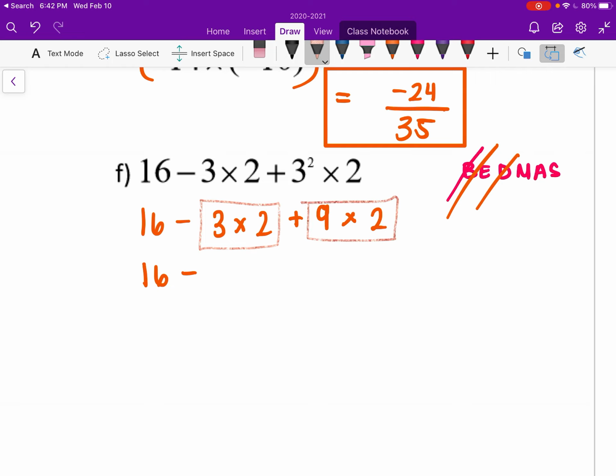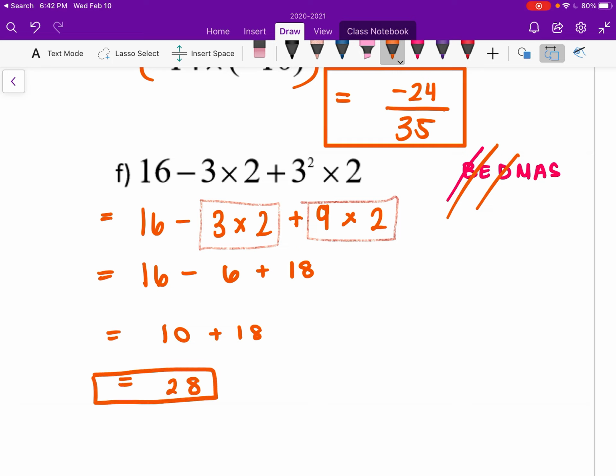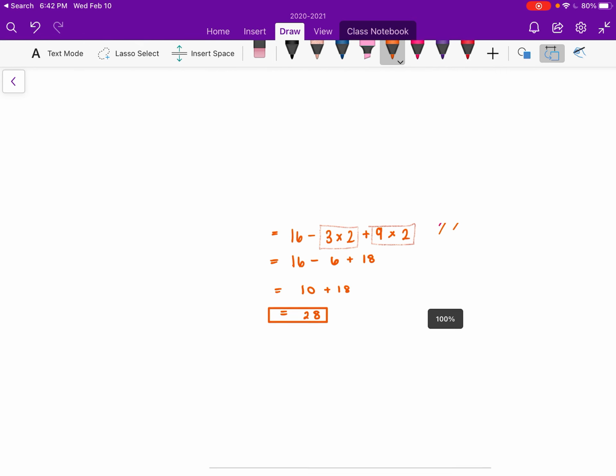We can't be adding yet. We got to do the multiplication first. So let's do the multiplication first. 3 times 2 is going to be 6. 9 times 2 is going to be plus 18. Now we're just left with addition and subtraction. We're going to do 16 minus 6 is going to be 10, plus 18 is going to give me, so I'm just going to write that in, 10 plus 18. You don't even need to write the step in. I'm just writing it in. Plus 28. And that's my answer. Positive 28.